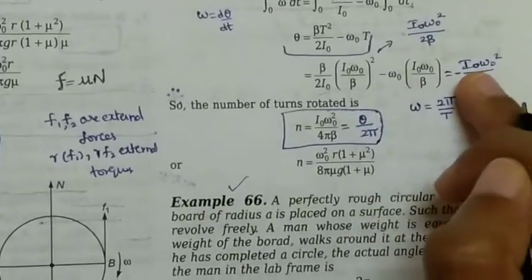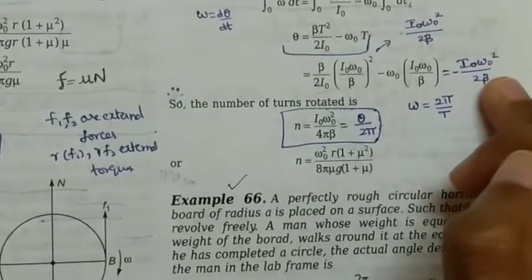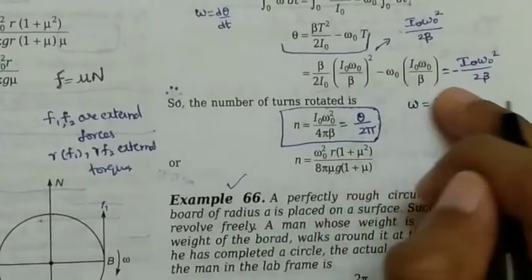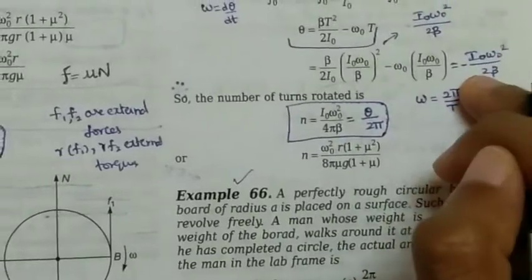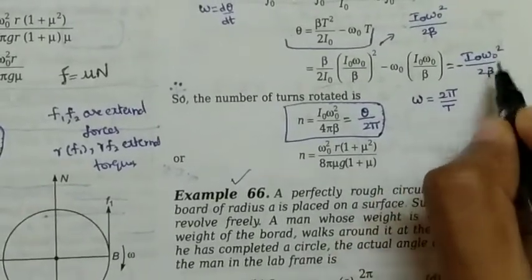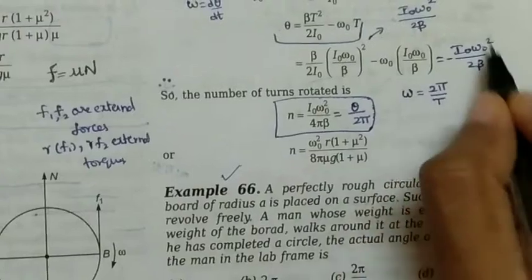So minus I naught omega naught square by 2 beta. Half minus 1 is minus half, so minus half into I naught omega naught square by beta. So this is the theta. This is nothing but theta.